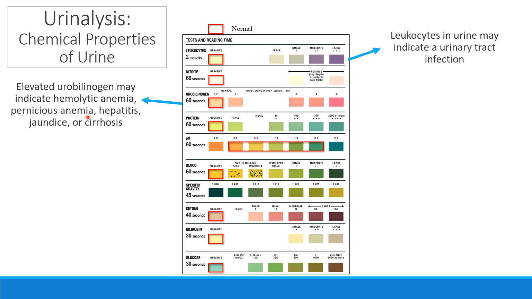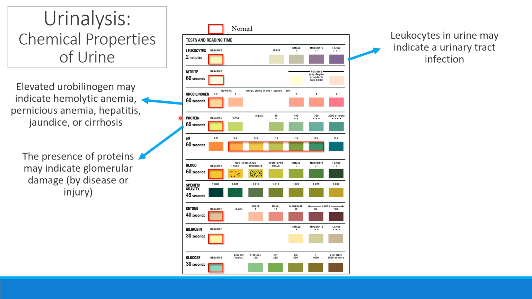Remember, when we break down red blood cells, this generates a lot of iron that's then processed and released through the body. But if we're excessively breaking down red blood cells, we might see that in the urobilinogen levels.